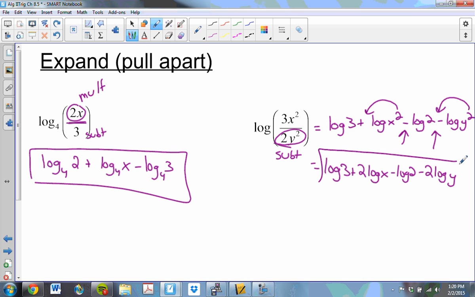Because these powers come out in front as multipliers. This is expanded, where every single log has only one thing in its parentheses. Basically, if you want to think about that in the function, there's only one input, and each log has its own expression, its own term.